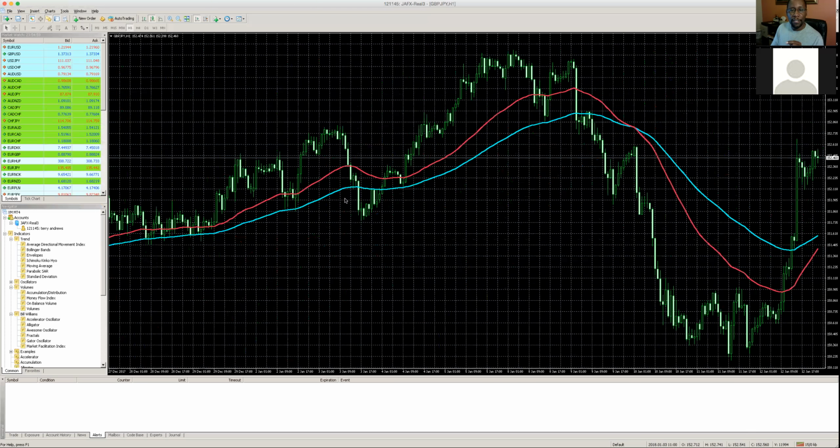Every one of these little candlesticks represents 1 hour. There's 24 hours in a day. So there's no reason for you to be in here watching this every hour, because each one of these candlesticks is 1 hour. There's no reason why you need to be in here all day trying to see what's going on with this long-term strategy.